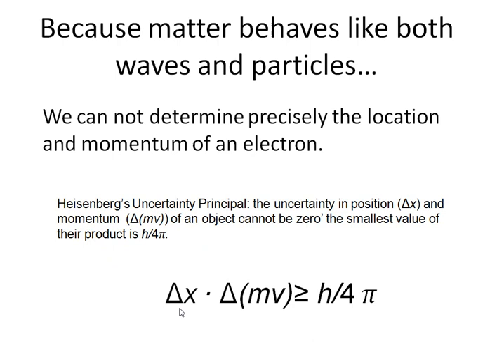All right, and then because matter behaves like both waves and particles, we have this thing called Heisenberg's uncertainty principle, and he says that we can never exactly pinpoint where an electron is going to be, okay? That's why it's the uncertainty principle, because we are not exactly certain of where it is, all right?